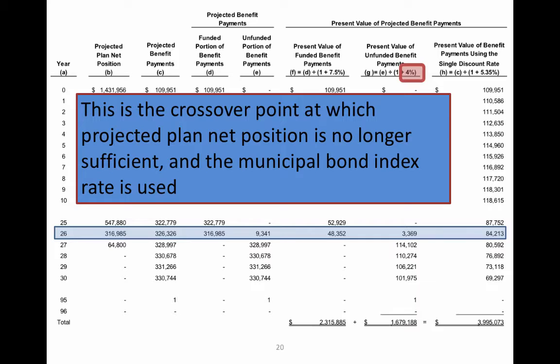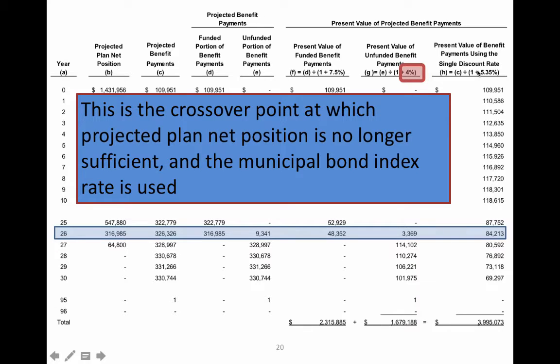And the reason why that previous slide referred to a single discount rate is because what governments will do is add up all the present values discounted using the long-term rate of return and all those discounted using the municipal bond rate, add them together to get the total actuarial present value in this example, and then mathematically back into what one rate, if it had been applied to every year, would produce the same actuarial present value. And in this case, it's 5.35%.